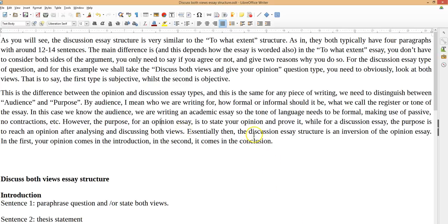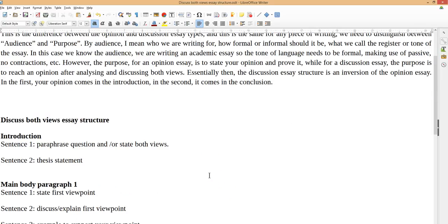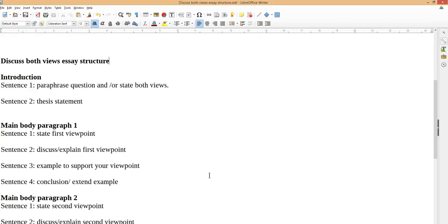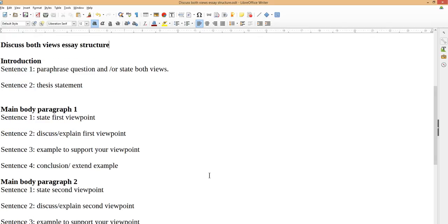So the discussion essay, really, it's an inversion, as in to what extent you put your opinion in the introduction. In a discuss both views, it comes at the end. Having considered both views, my opinion is blah, blah, blah. And that's the difference. So if we take a look at a structure, which we might use.